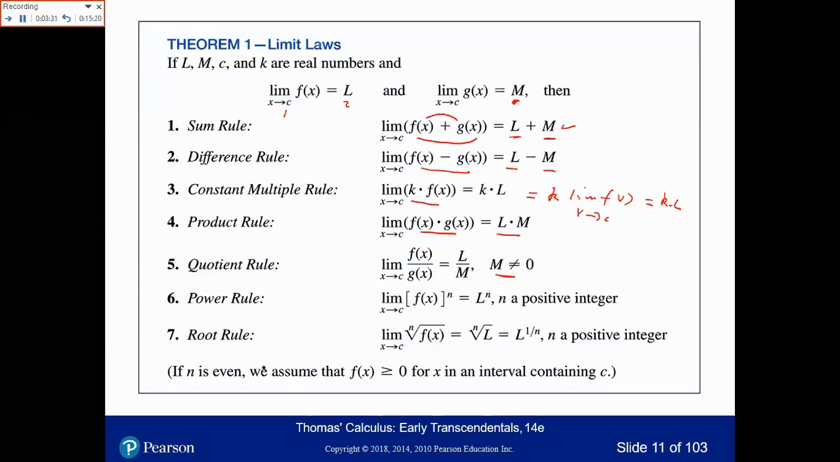If n is even, we just have to assume that f of x is greater than or equal to 0 for x in an interval containing c. That's the only assumption that we have to have. Clear?